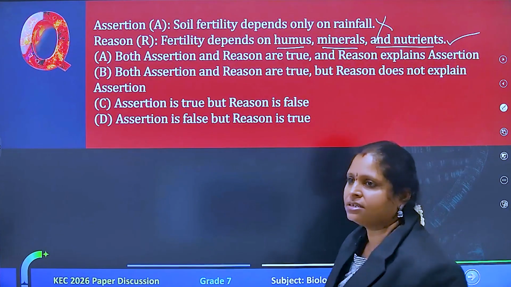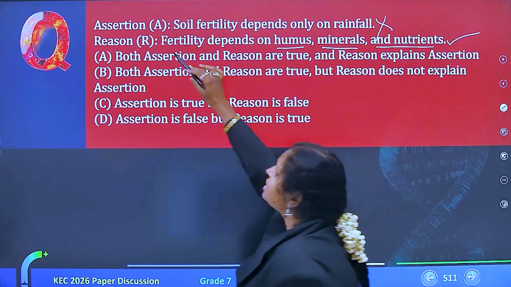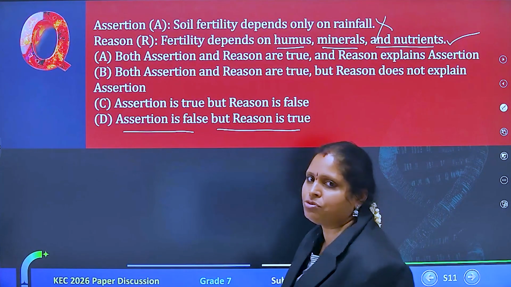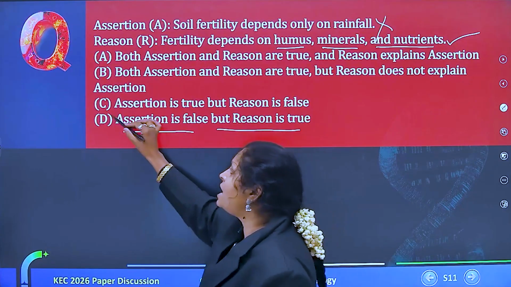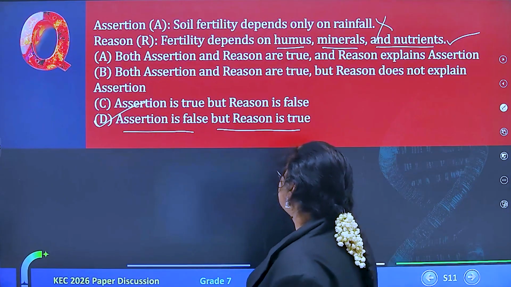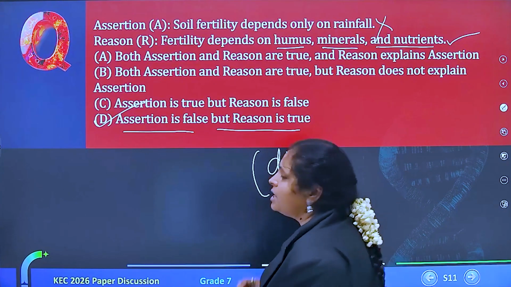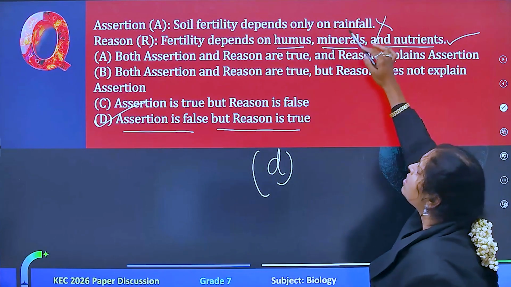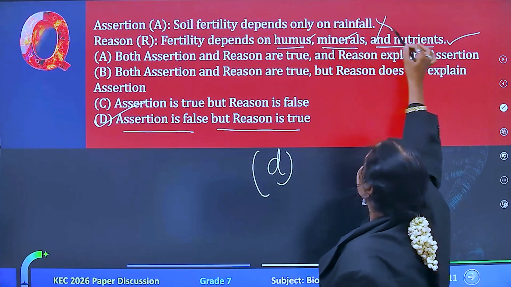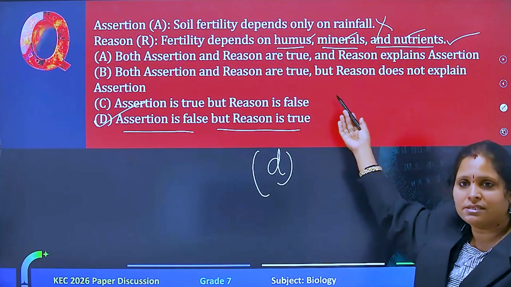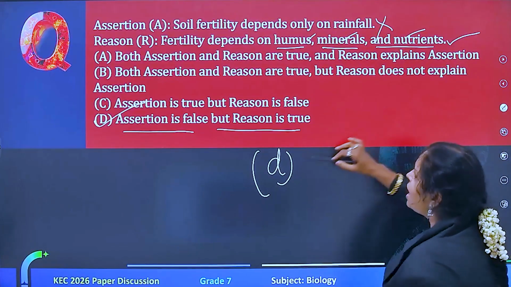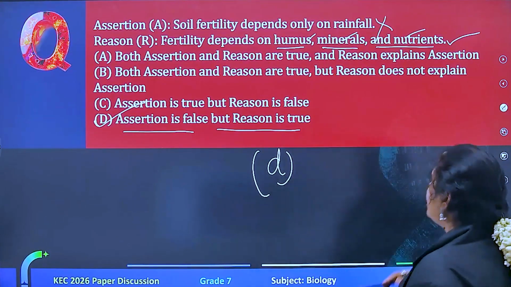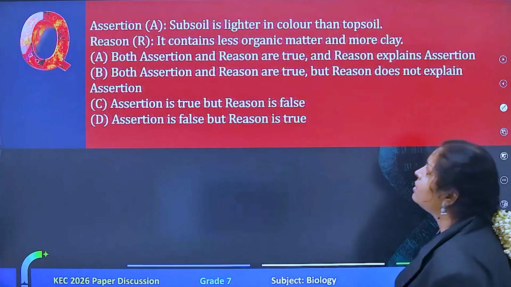Exactly. It is correct. So here the assertion is false and the reason is true, so the answer will be D. Soil fertility depends not only on rainfall, it depends on humus, minerals and nutrients as well. The answer is given in the reason itself. Whoever wrote B, that will be the wrong answer. Let us go with the next question.